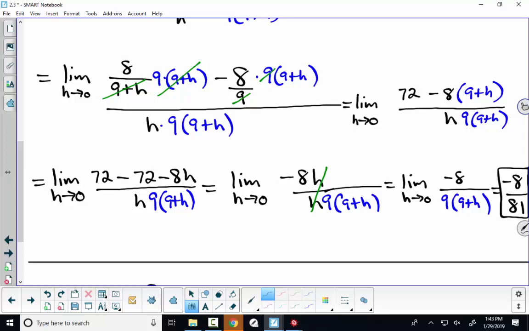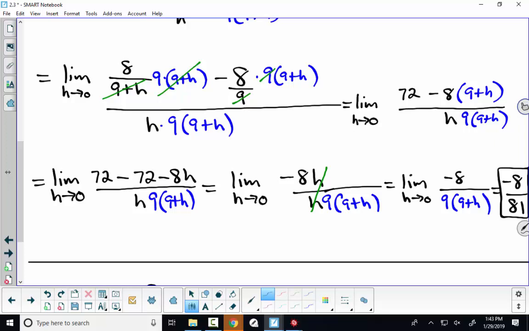Do you have any questions on that? So on the exams, would you prefer us to answer in fraction form, or would you like us to round to decimal form? Typically, you want to leave your answers exact. If it doesn't specify in the instructions, negative 8 over 81 or its decimal equivalent are both acceptable answers.